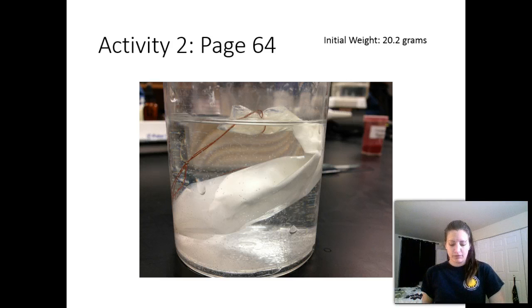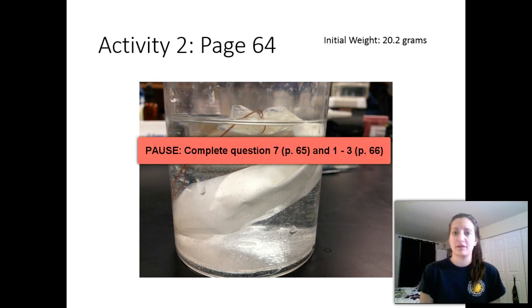Now go ahead and read through. Step number 7 asks you to write a hypothesis about how you think that weight may possibly change and why. Go ahead and also flip to the next page, to page 66, and complete those comprehension check questions. Once you finish those questions, go ahead and restart this video so we can go over them and move on to activity 3. So go ahead and pause and complete those questions now.